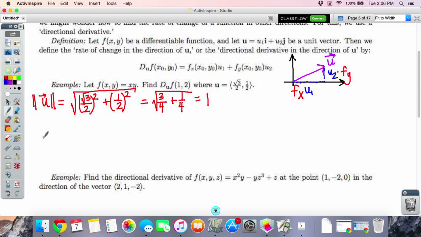Now what I'm doing is taking this vector and using it to find the derivative in that direction. So I'm going to find the derivative, the slope, in this direction for this particular function. I'm going to take the first component of the vector, which is the square root of 3/2, and multiply it by the x partial derivative of f, the partial of f with respect to x. And then I'm going to take the second component and multiply it by the partial with respect to y.